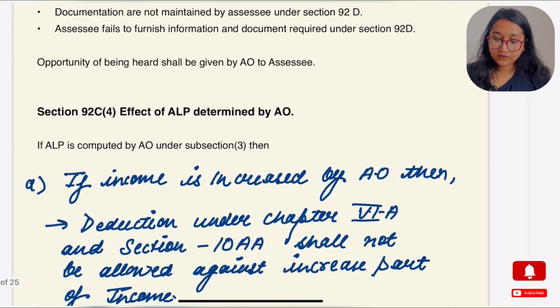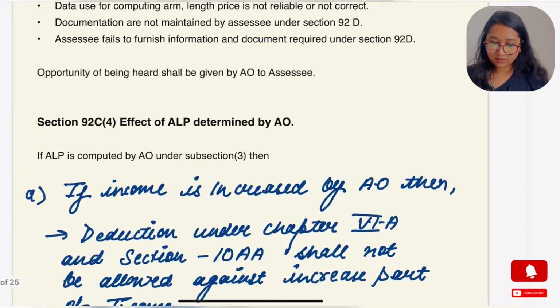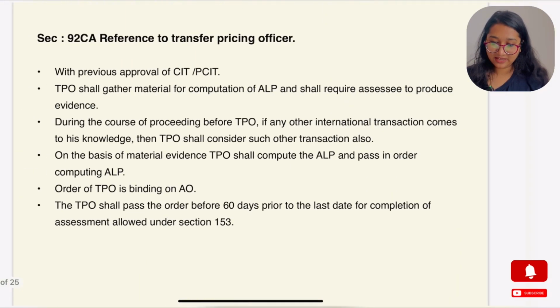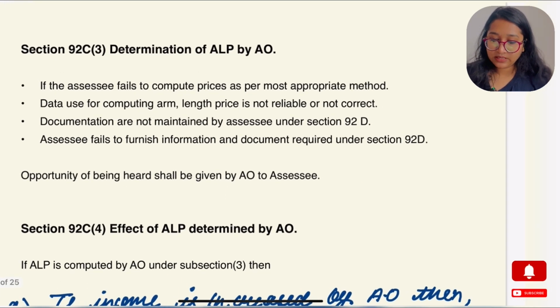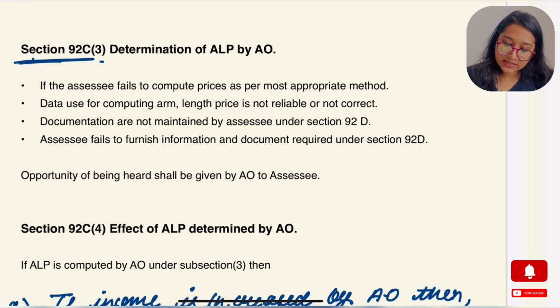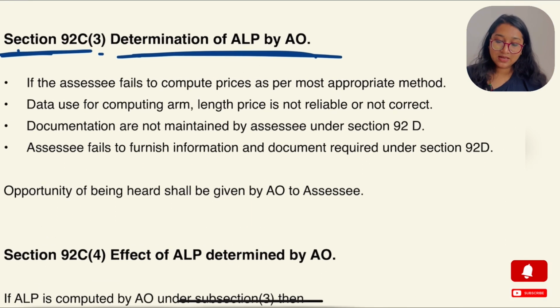Okay, so we have 2 to 3 more sections I can say. Let's go for the first section, which says section 92C subsection 3, where the arm length price is determined by AO. There are 4 cases where actually AO is determining the arm length price.